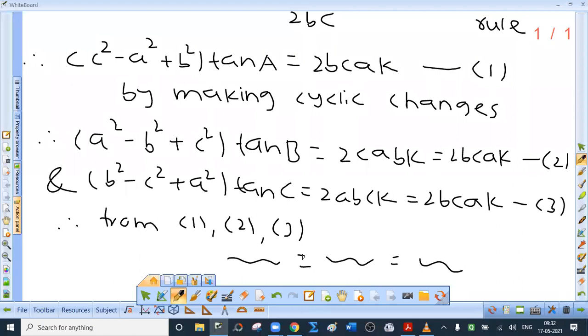So by making cyclic changes, you get the second and third results. So from 1, 2 and 3, please do not write like this. You have to write that from 1 to 3, (c square minus a square plus b square) tan A, and so on.